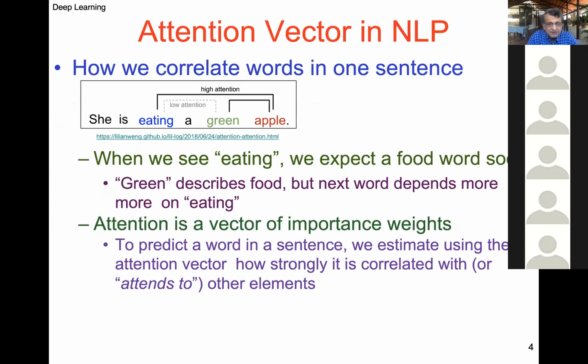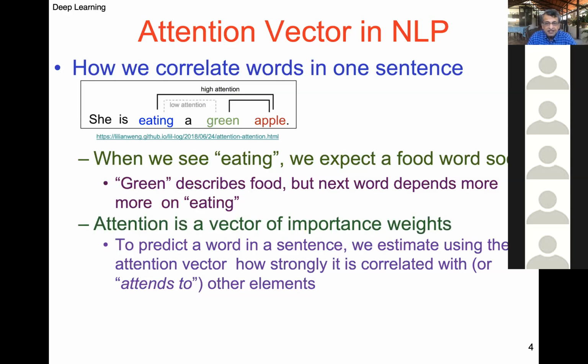So I gave this example already last time. We'll look at it one more time. Attention vector in natural language processing. If we have a sentence, she is eating a green dash, and we want to predict what that last word is. And the choices could be any set of nouns. She's eating something, a green. So green qualifies that last noun. It could be apple, or some other object, a green tree, or a green plant, or a green chair, or something like that. So green will go along with that.